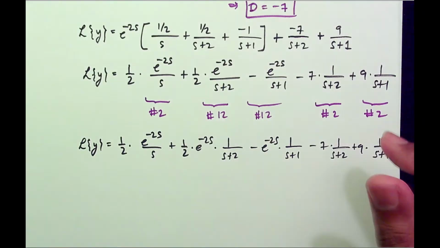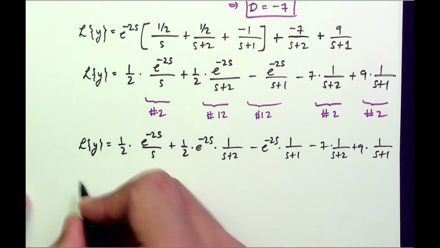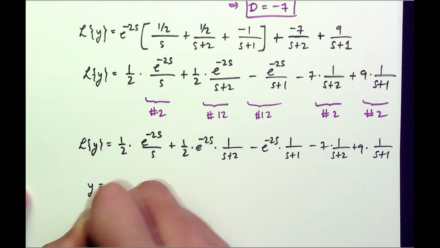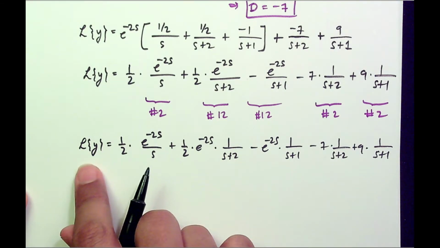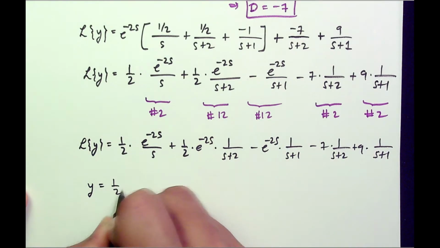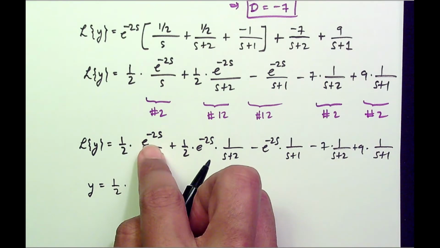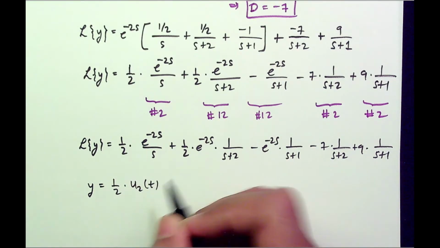Alright, so now, almost done. Now let's invert. So now, this is gonna be y equals, now I'm pulling L inverse on both sides, so I'm inverting. The 1/2 stays. The inverse of this is u2 according to the table.